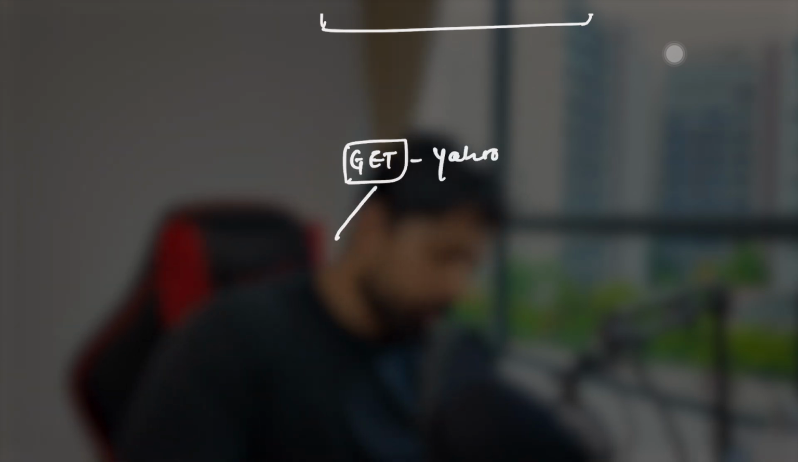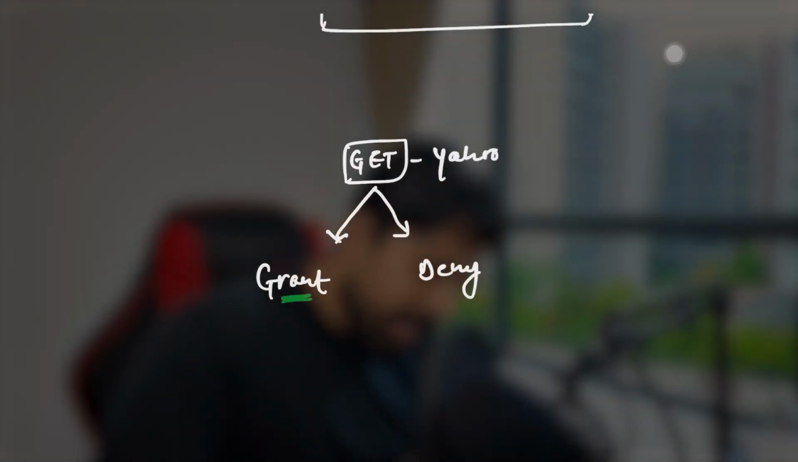What are those options? Let's say I'll write it here, GET request from Yahoo. And Yahoo has two options, right? Whether they will grant the access or they will deny the access. If they grant, then I will be able to extract the data from Yahoo Finance, otherwise I cannot. So if they grant the access, it means I can get data. If they deny the access, it means I cannot get the data.